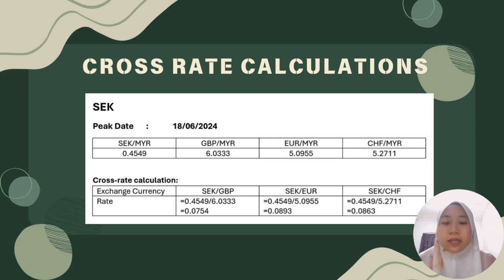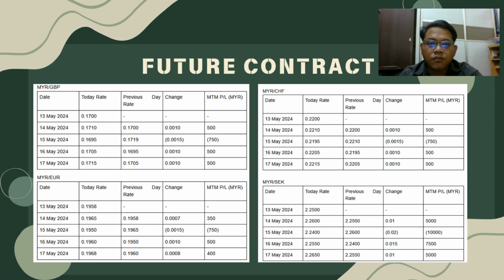As a result, the cross rate calculations are as follows: for SEK against GBP is 0.0754, for SEK against euro is 0.0893, and lastly for SEK against CHF is 0.0863. These are the collected data for the future contract between MYR and GBP, MYR versus Euro, MYR versus CHF, and MYR versus SEK.